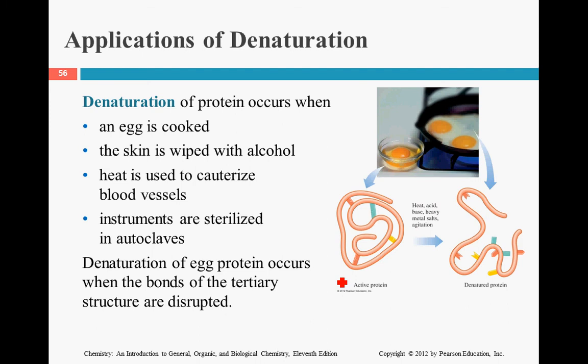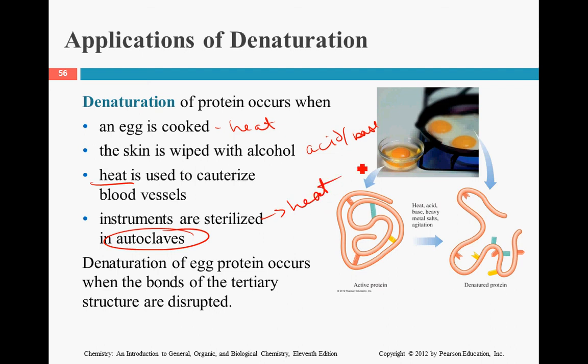So, some more examples. An egg is cooked, that would be the heat's added. The skin is wiped with alcohol. You're doing an acid-base addition there. Heat is used. Instruments are sterilized in autoclaves. I'm going to point out the word autoclaves. That's actually adding heat to it.